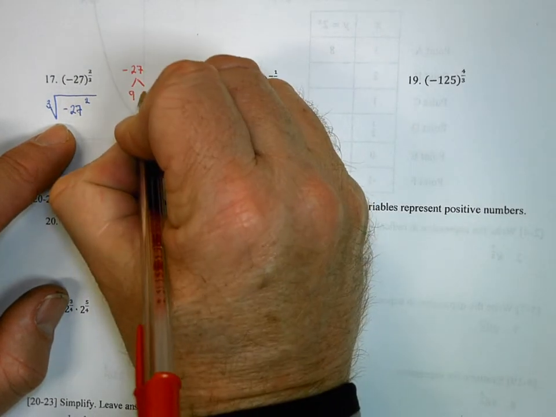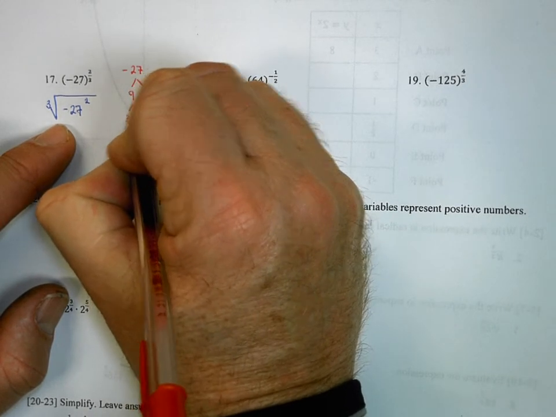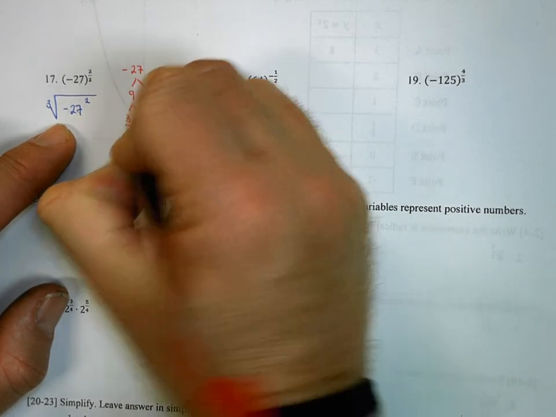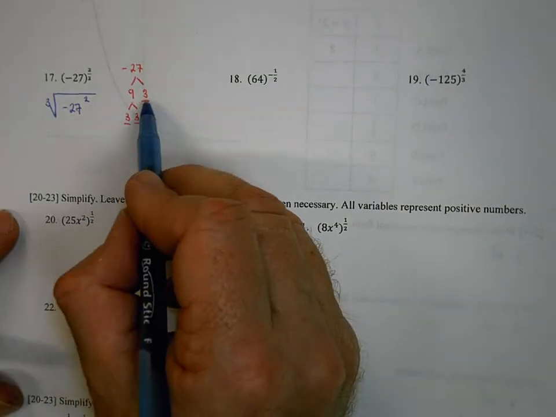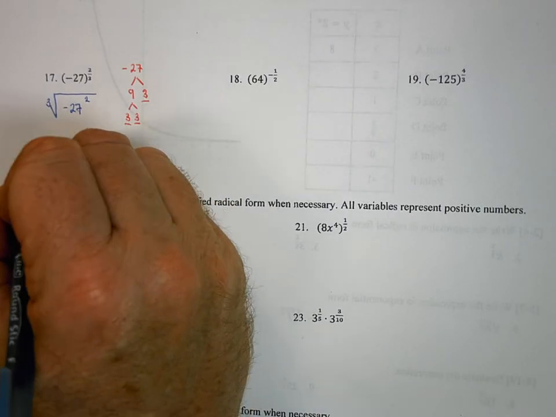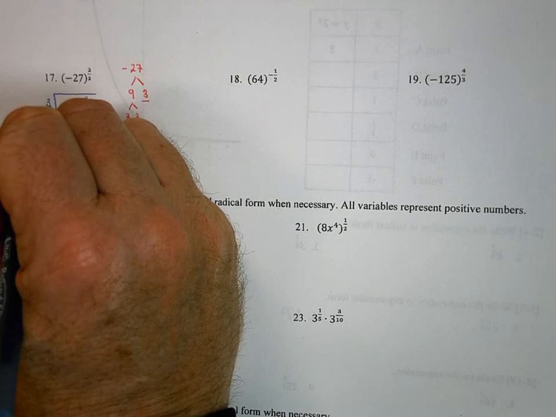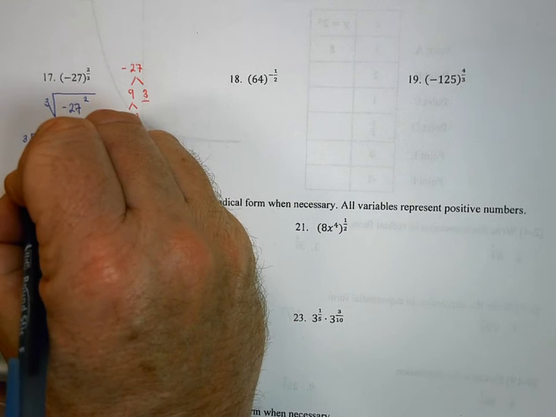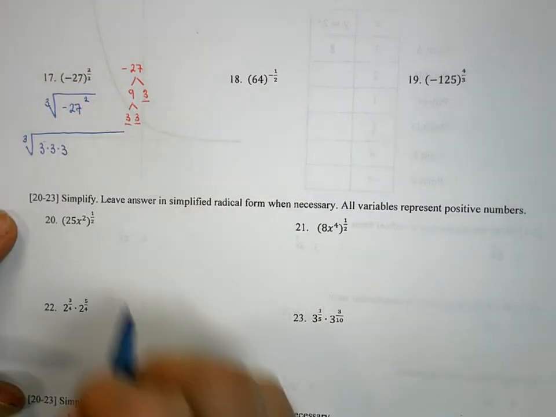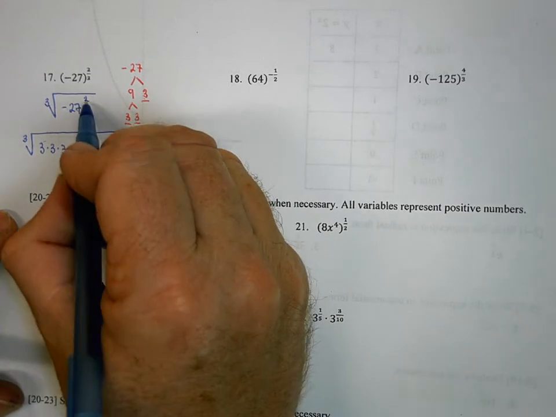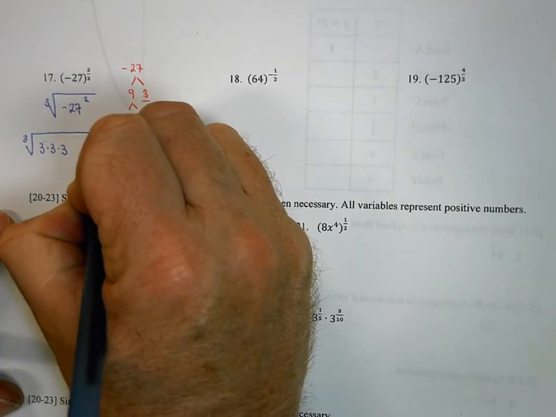So 27 is going to factor into 9 and 3. 3 is prime. 9 becomes 3 and 3. 3's are prime. Okay, then my next step, after I factor, is to take my radical and expand it. I have an index of 3, and then my expansion becomes 3 times 3 times 3. Okay, but now there's a problem, and I have to have 2 of these. So I have to have another 3 times 3 times 3.